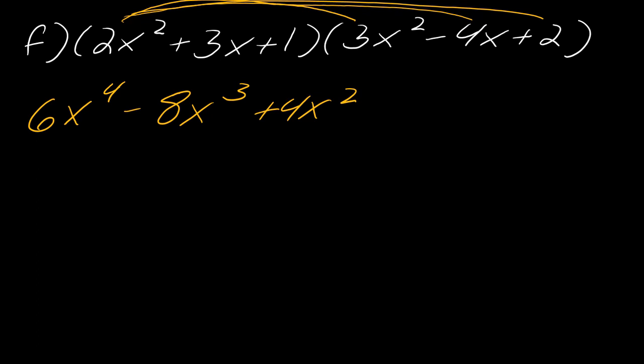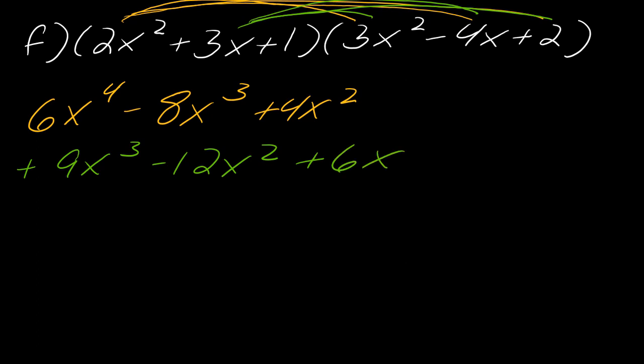So now I'm going to move on to this 3x and I'm going to repeat this. So 3x times 3x squared is going to give me, so I'm going to go to the next line here, so let's make this 9x cubed. 3x times the negative 4x will be negative 12x squared. And then 3x times 2 is 6x. Okay, and so now we've multiplied 3x against everything in here.